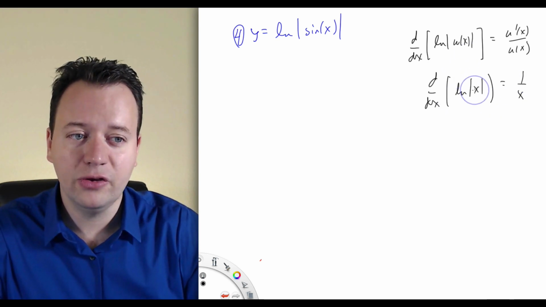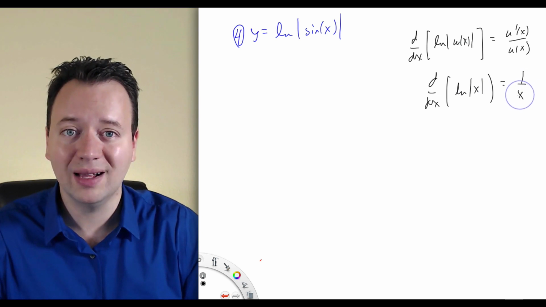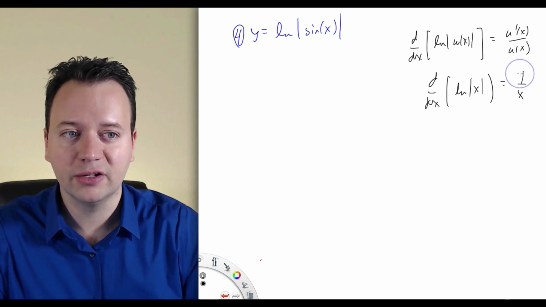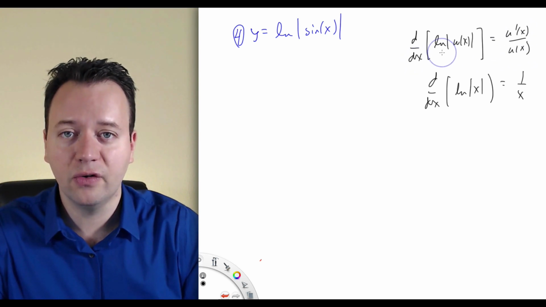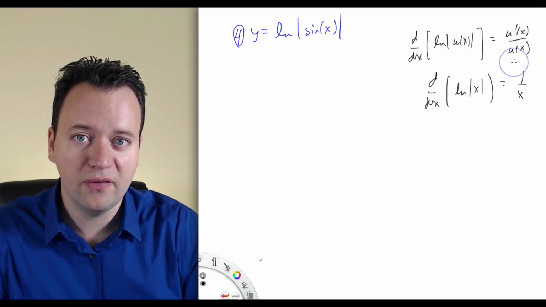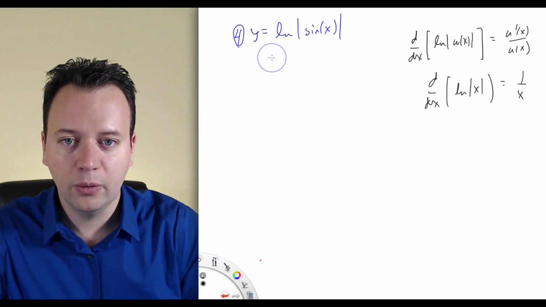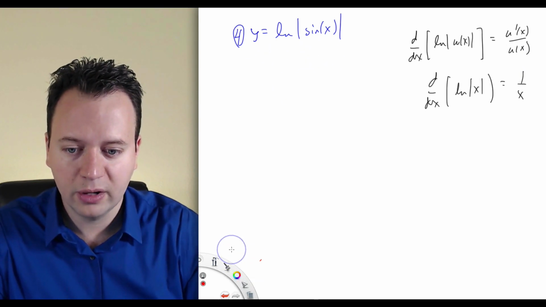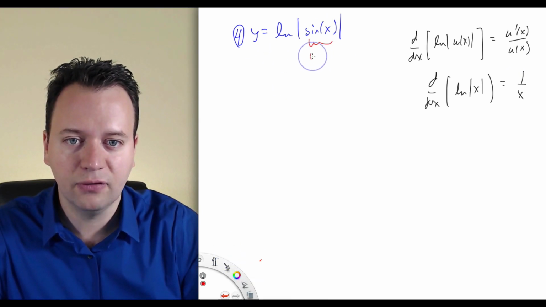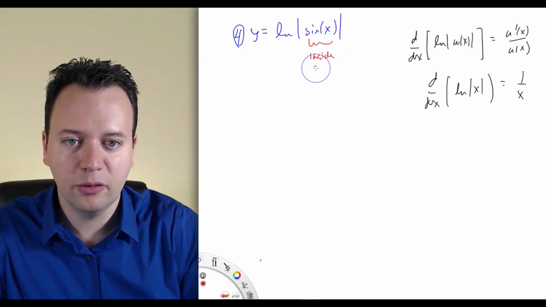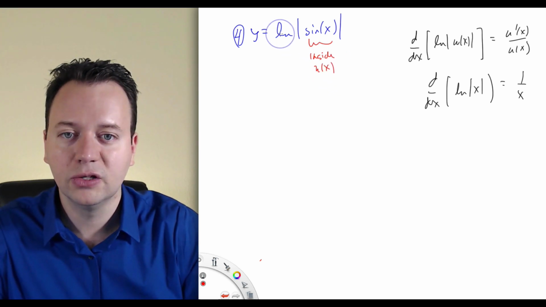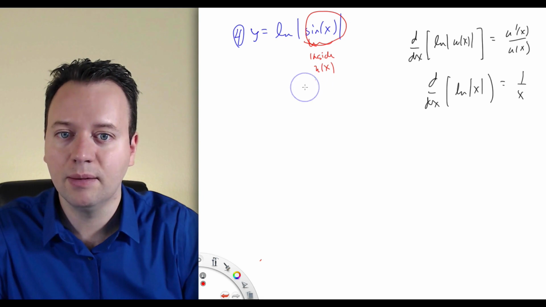So when we have ln of u of x, it's still 1 over u of x, and then we multiply by u prime of x, or we can just do it all as a single fraction. The derivative of ln of u of x is u prime of x over u of x. So here, again, we first want to identify the inside function. This is the guy who plays the role of u of x. So it's ln of something.